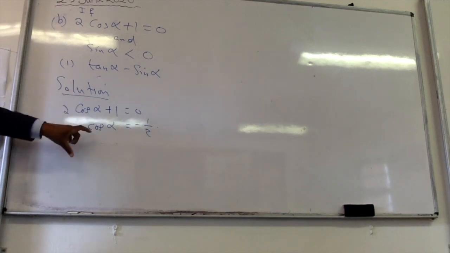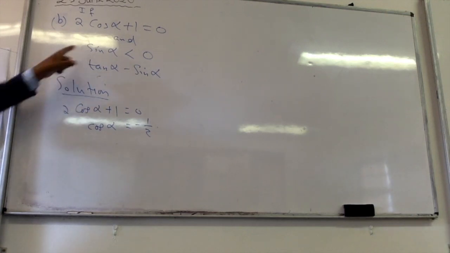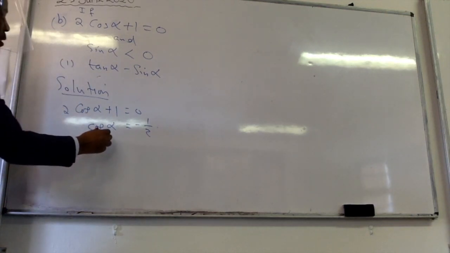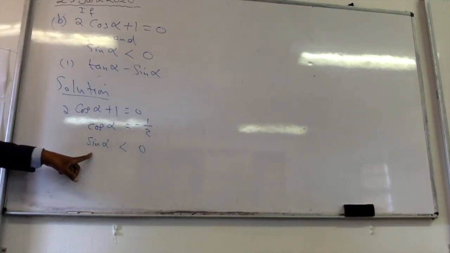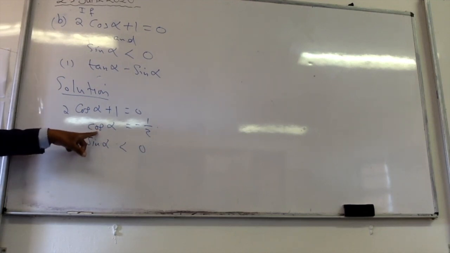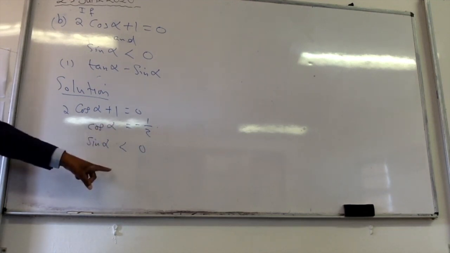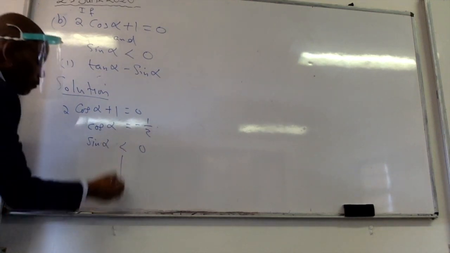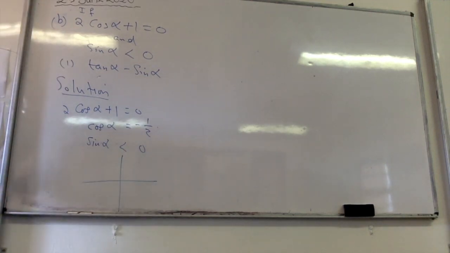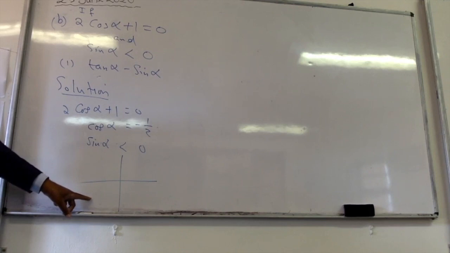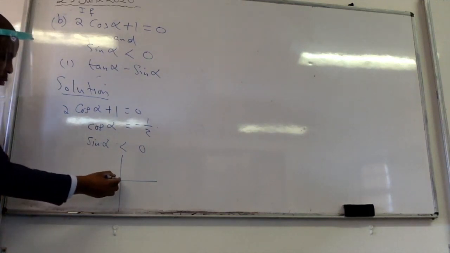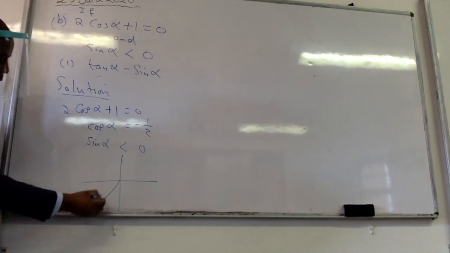So this is what is given. But also, what is given here is that the sine of alpha is less than 0. What does that tell you? It tells you that the sine of alpha is negative. So do you see that cosine is negative and sine is negative? Now think of a quadrant. In which quadrant is cosine negative and sine negative? It has to be the third one, right? So now you are going to draw your angle in the third quadrant.